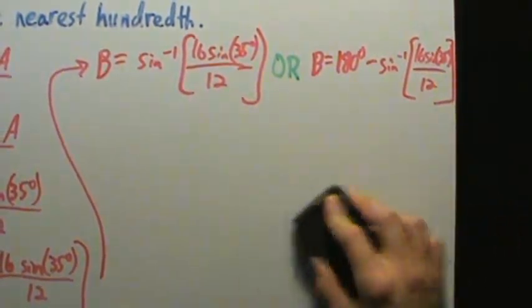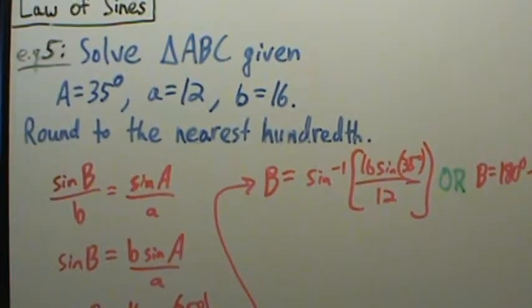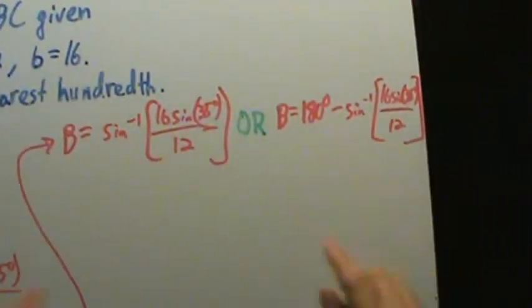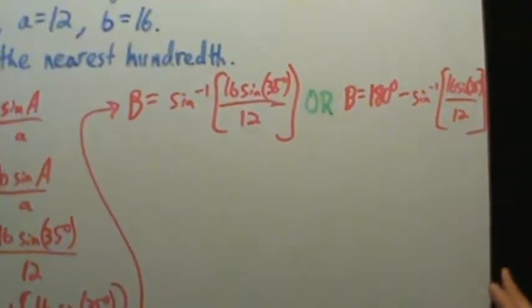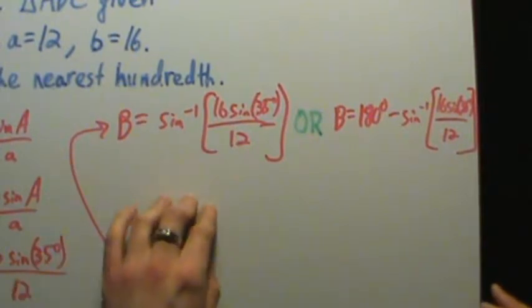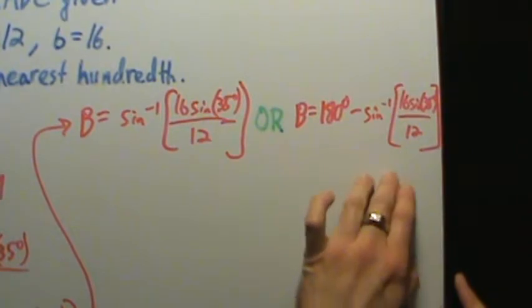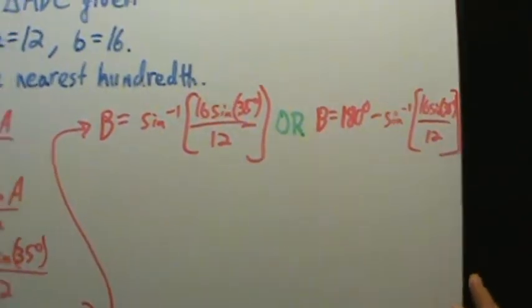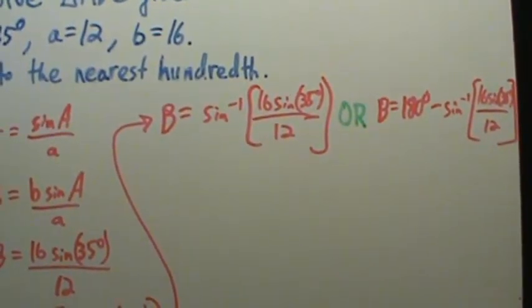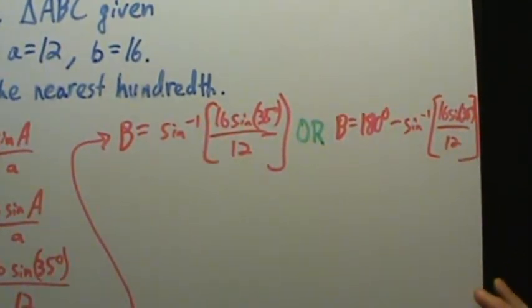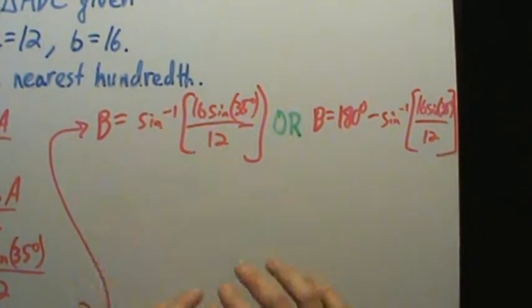So that's why when we have this SSA case for the law of sines, we always have to worry about this. Now in example 4, it didn't matter because we ended up with 90 degrees. So 90 degrees or 180 degrees minus 90 degrees, but 180 minus 90 is 90, so you get the same thing twice. And in example 3, it didn't matter because there was no possible solution anyway. So you might have these two possible cases here. It could be the case that they both give you a possible triangle, or only one of them does.